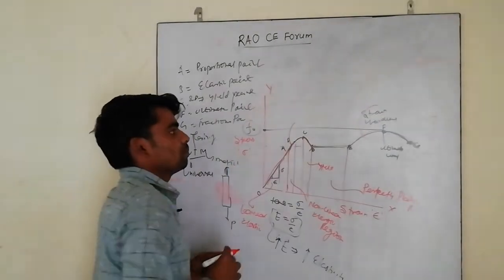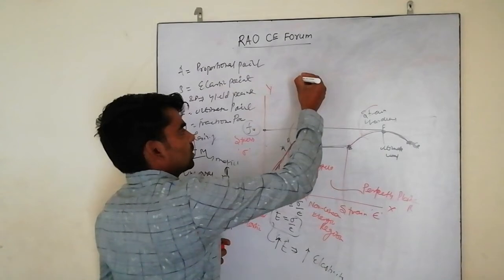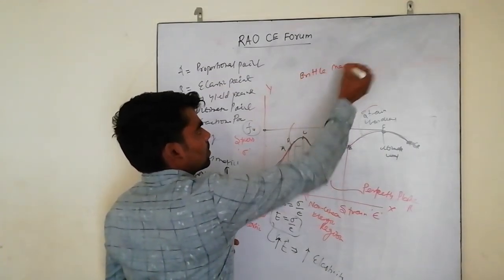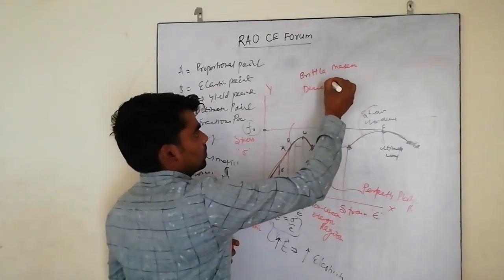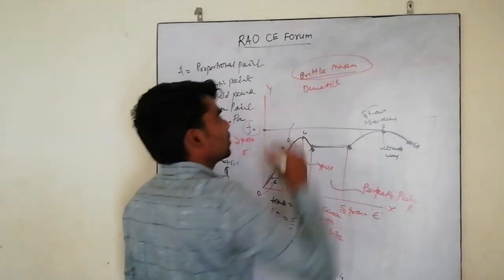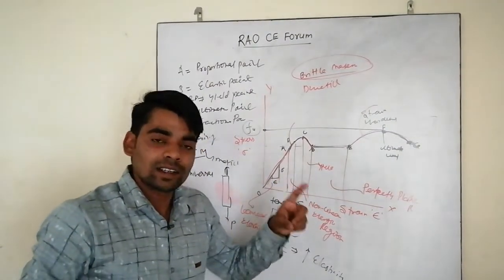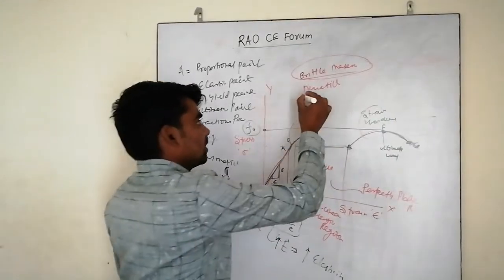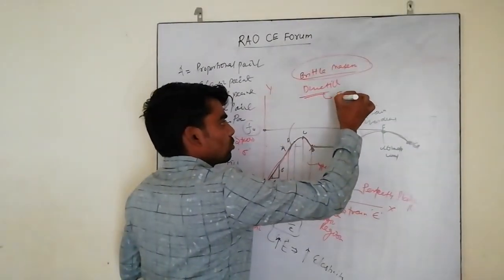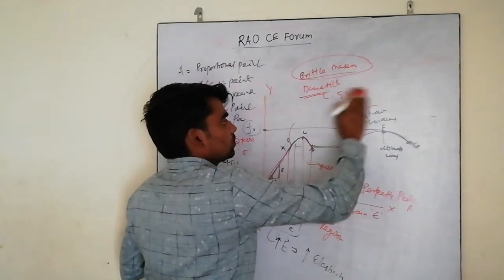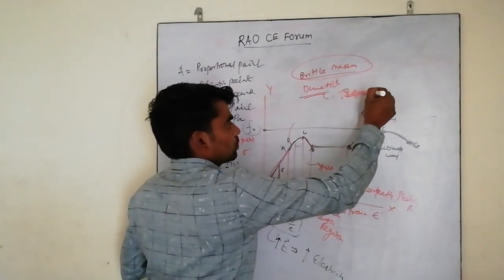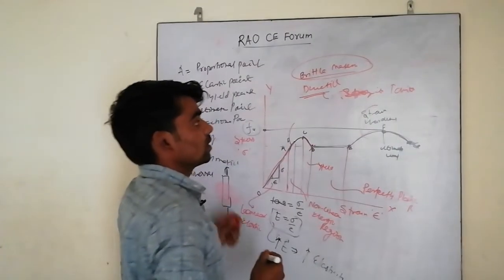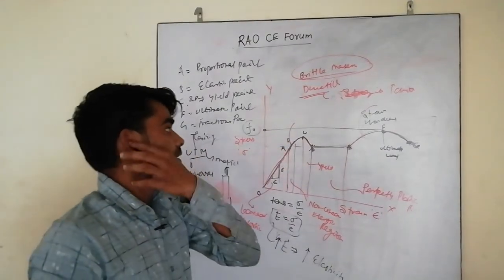I told you in a previous video about brittle material and ductile material. Brittle material has strong strength in the compression zone and moderate in shear but is weak in tension. But ductile material is strong in tension, weak in shear and moderate in compression.